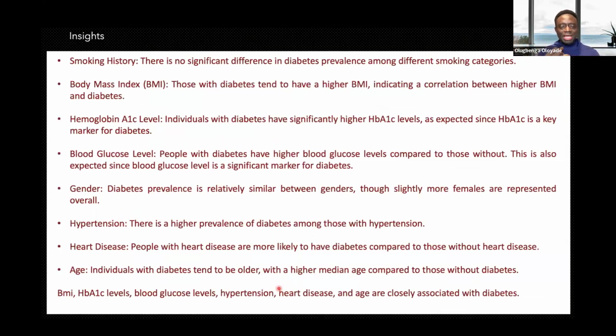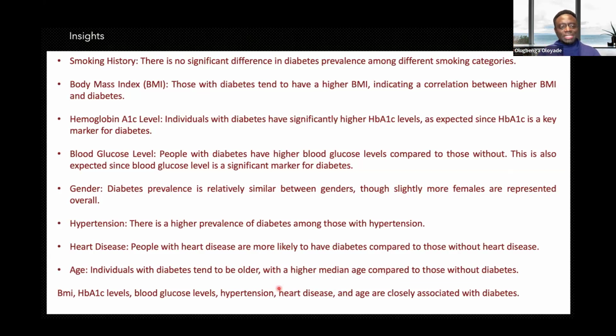For smoking history, I didn't find any significant difference in diabetes prevalence among the different smoking categories. And for body mass index, I discovered that those with diabetes tend to have a higher BMI. So this is a correlation between higher BMI and diabetes. For hemoglobin A1C levels, I discovered that individuals with diabetes have significantly higher HbA1c levels. It is expected because hemoglobin A1c level is a key marker for diabetes. Blood glucose level is also a key marker for diabetes, and people with diabetes have higher blood glucose levels compared to those who don't have.